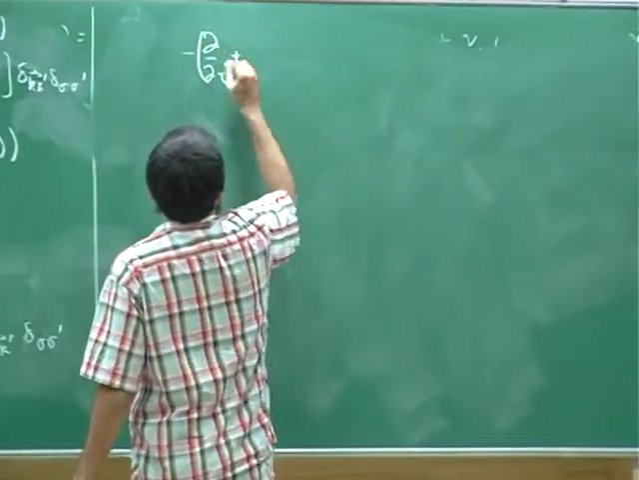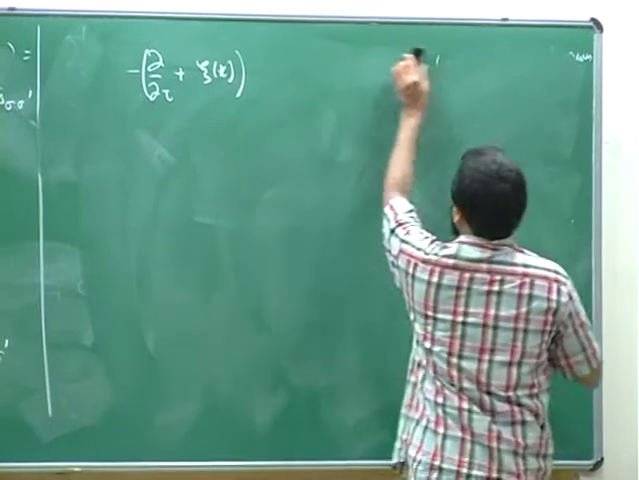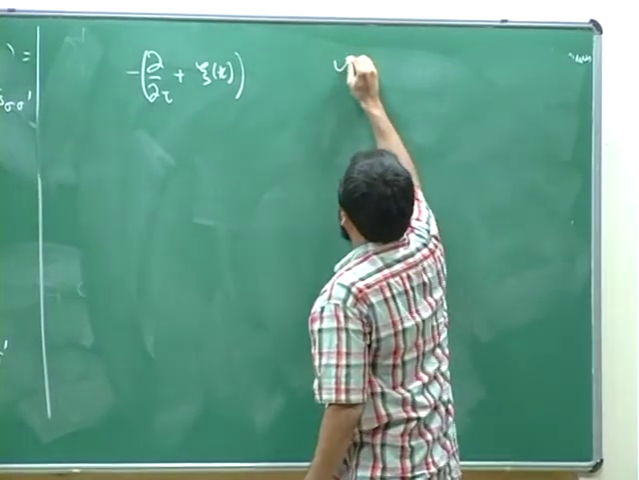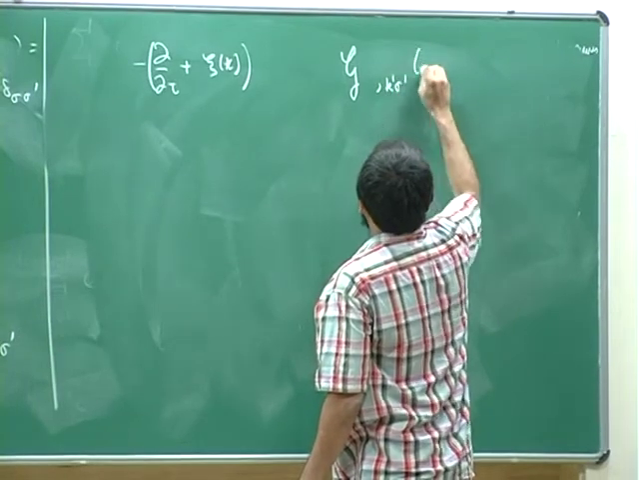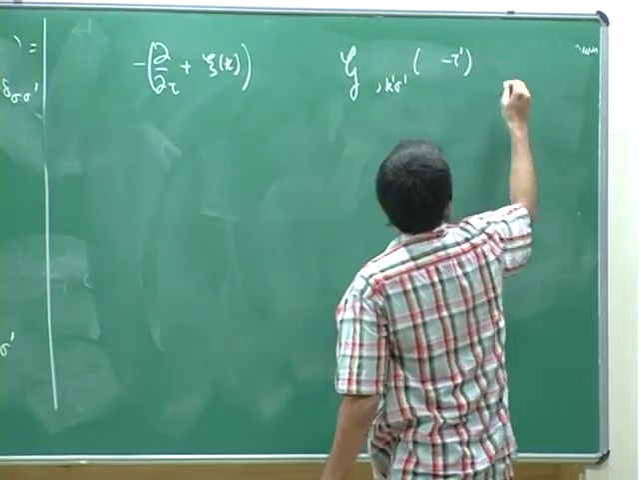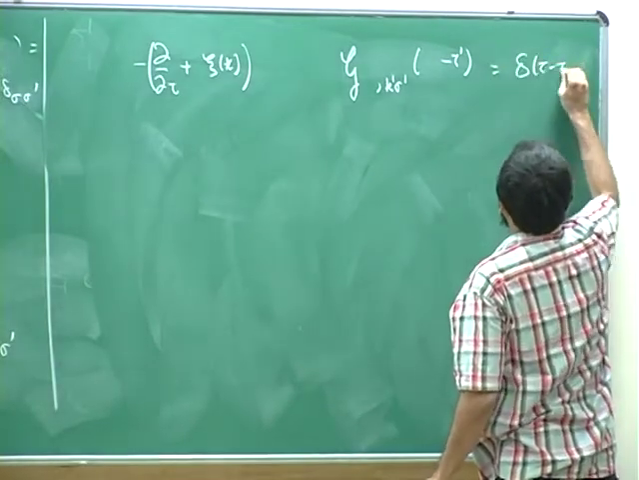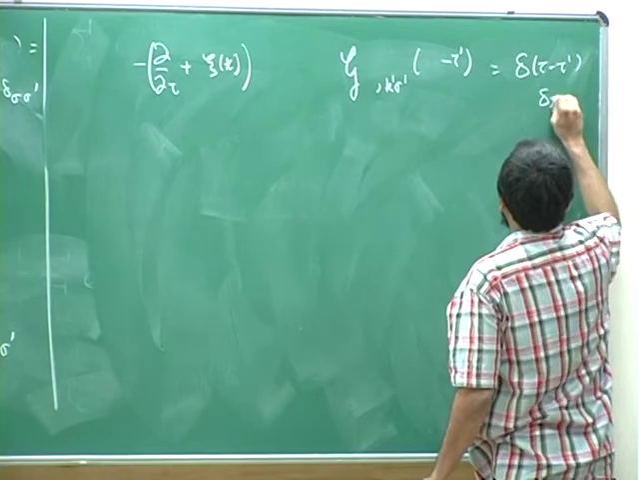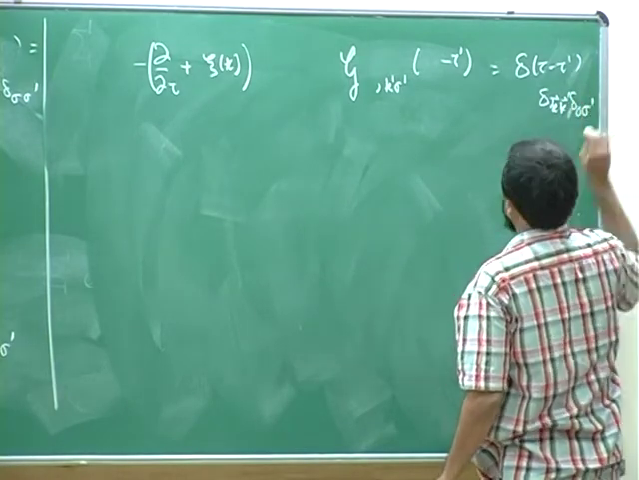So what you do is you just look at this quantity d by d tau, plus ck, and leave out some gap here. Then let me write k prime sigma prime and minus tau prime is equal to delta of tau minus tau prime delta k k prime delta sigma sigma prime.